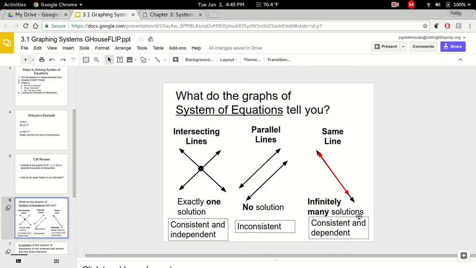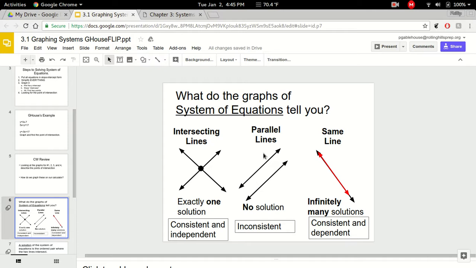You have 3 different scenarios. If I give you any 2 lines and we just throw them down, one of 3 things is going to happen. They're either going to cross at a single point. This is the majority of the situations you're going to be seeing, and these create exactly one solution. This is what we call the consistent and independent case.